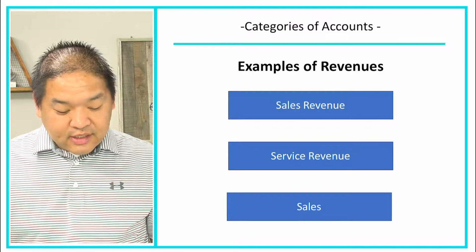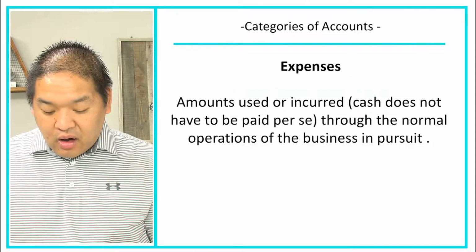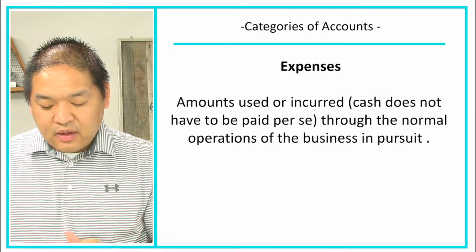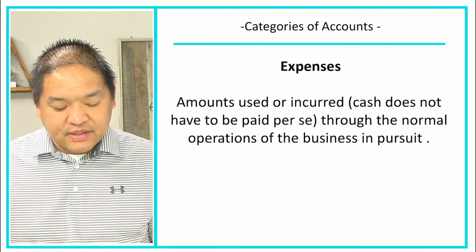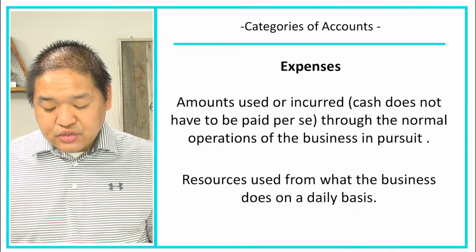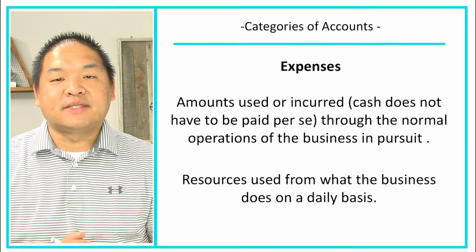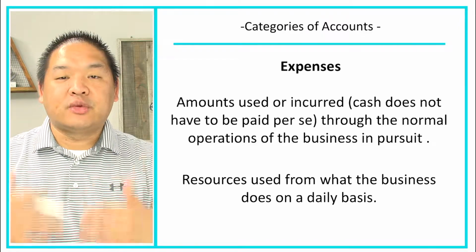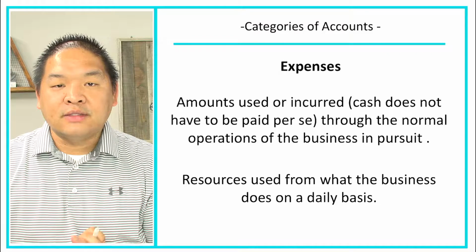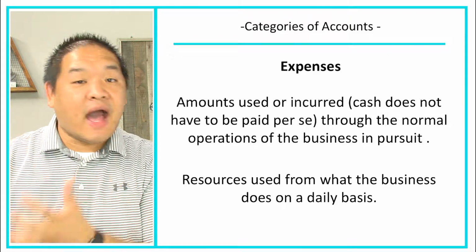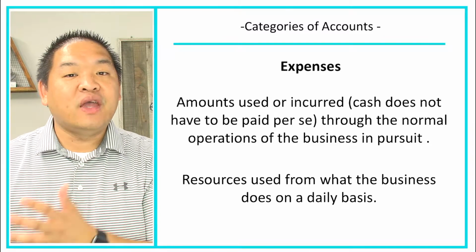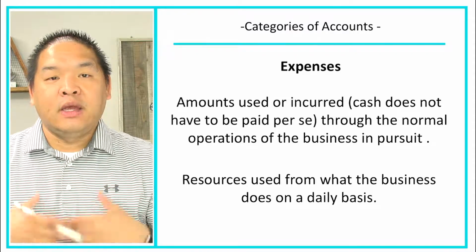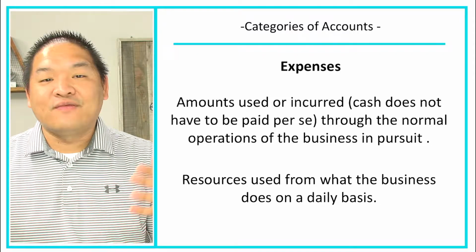Okay. So let's move on to expenses. So expenses are amounts used or incurred. Cash does not have to be paid though, and we'll talk about that later, through the normal operations of a business in pursuit. Resources used from what the business does on a daily basis. So what that means is what does the company have to use in order to generate the revenue? So for instance, Southwest Airlines has to consume gas, okay, Jet A fuel. That Jet A fuel costs money to Southwest Airlines. That is an expense.